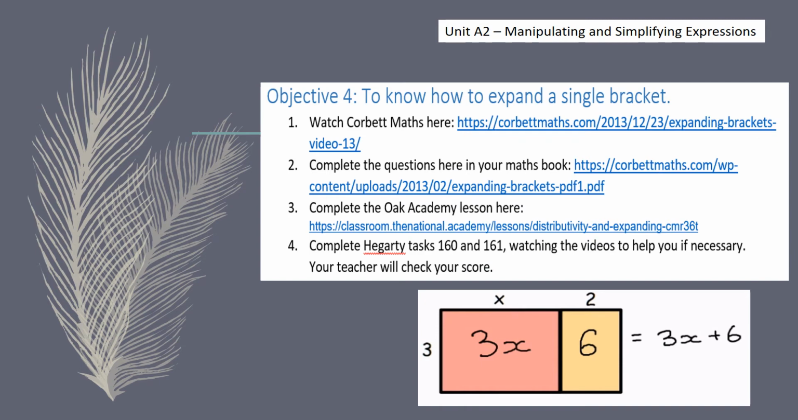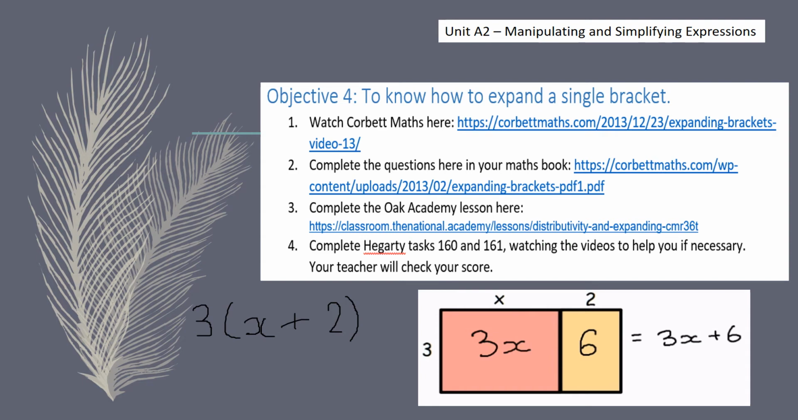Objective 4 is all about expanding single brackets. So you may have 3 multiplied by x plus 2. So you will learn how to multiply it by 3. It means everything in the bracket needs to be multiplied by 3. You've got 3 of everything.